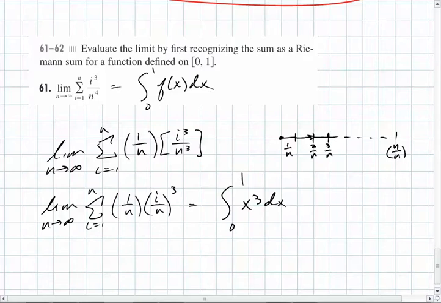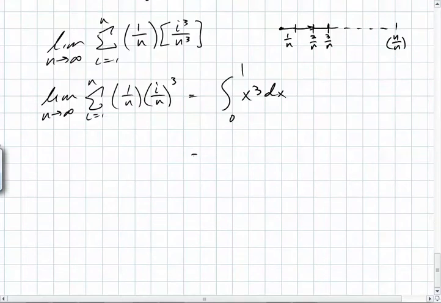i goes from 1 to n, you could factor out the 1 over n to the 4th. In order to do this integral, you need to know what 1 cubed plus 2 cubed plus 3 cubed plus 4 cubed, all the way to n cubed is. Is that very nice? No, it's not very nice. But this right here, you recognized as x cubed, so what is that going to be? What's the integral of that? 1 over? 1 over 3. Nope. 1 over 4, x to the 4th, from 0 to? And what's that equal? It's pretty easy. 0, 1/4. Yeah, 1/4. Done.